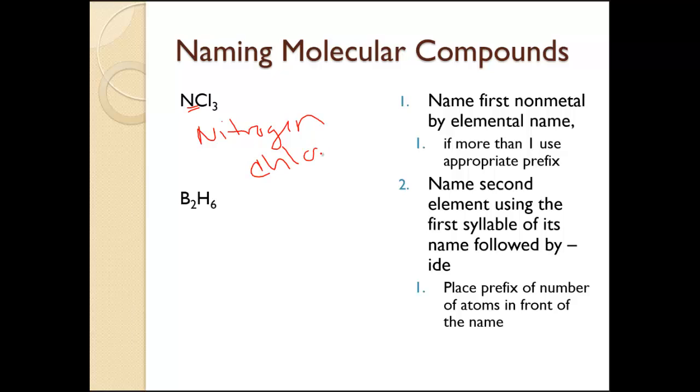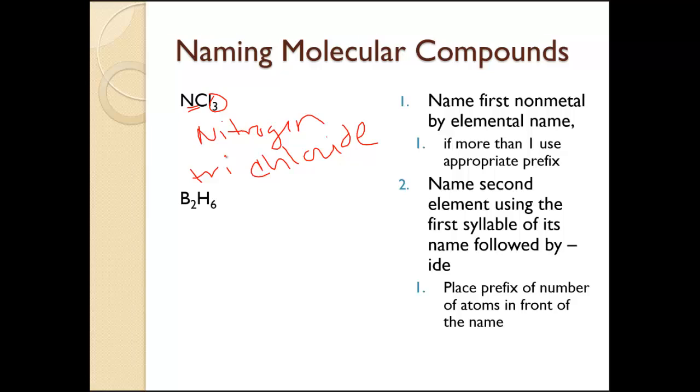Place a prefix of the number of atoms in front of that name. So 3 is tri. Now, even if it was 1, you would put monochloride. You won't put mononitrogen trichloride. You only use mono for the second element, not for the first element.